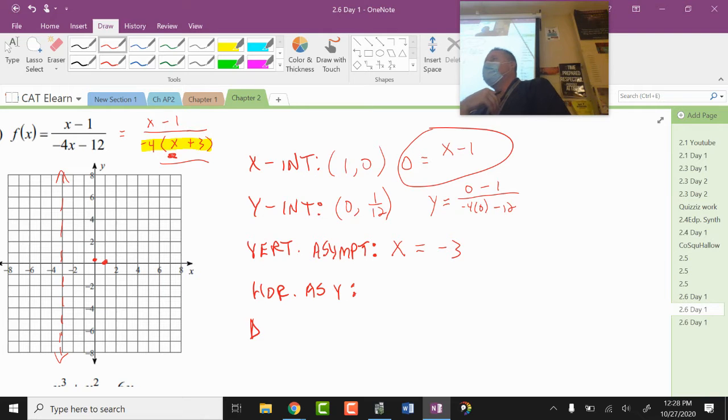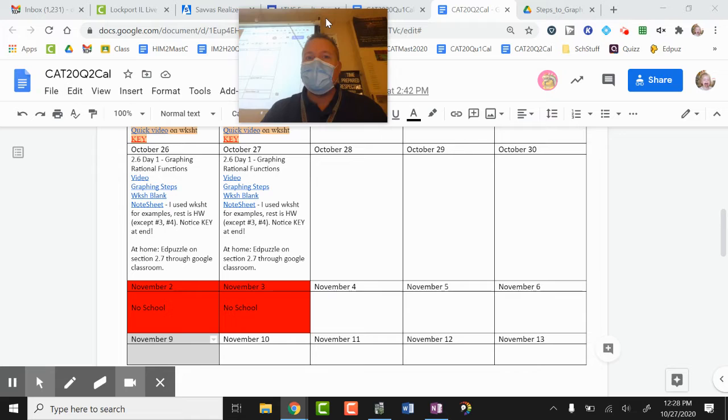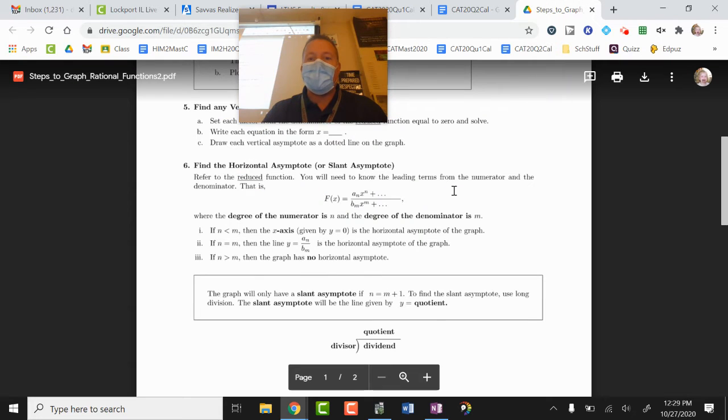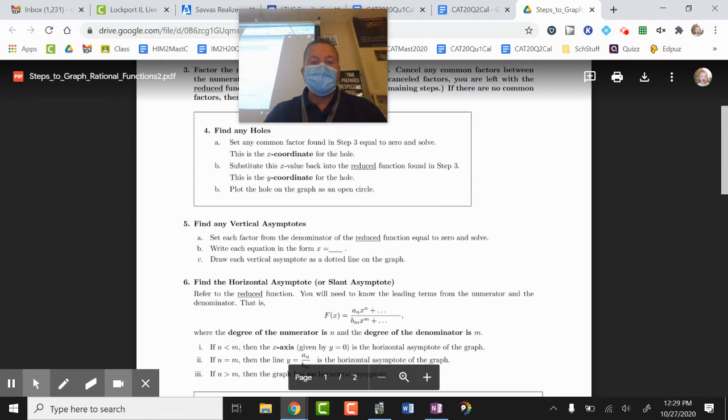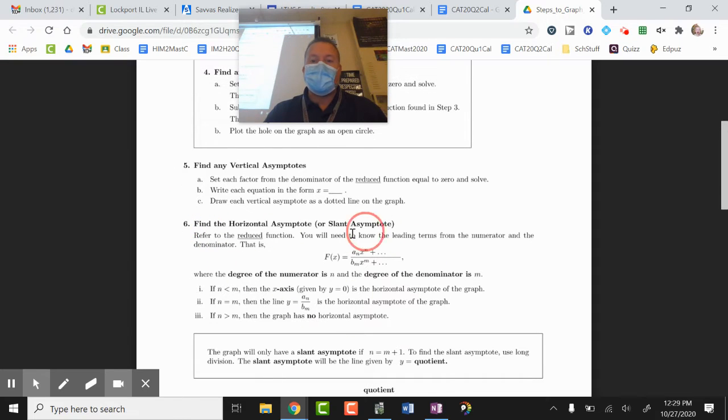No? Okay, now here's how it works. You know what? I have something for you, Amber, and everybody else. It's on the calendar. It's this graphing steps thing. I just want to make sure I don't have it open yet. I got to move myself. Yeah, it is. So it's right here, graphing steps. It kind of shows that red circle with this program here. And then this document comes up. And then here's where horizontal asymptotes are described.